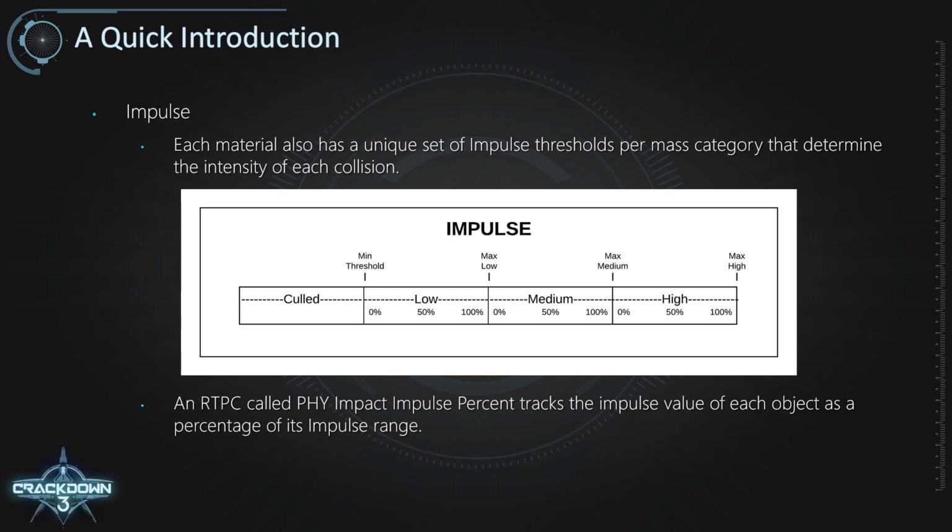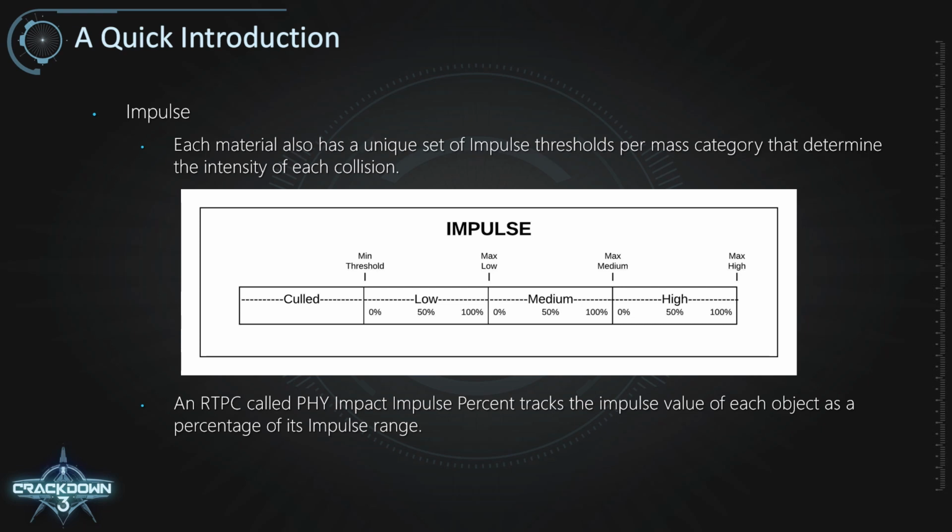And then the third switch is impulse. Now, for each mass set, for each material, we have a unique set of impulse thresholds. And those are going to sort the collisions into impulse categories. Any collision below the minimum threshold is just going to be immediately disregarded. The rest of the impacts then get sorted into low, medium, and high intensity impacts.